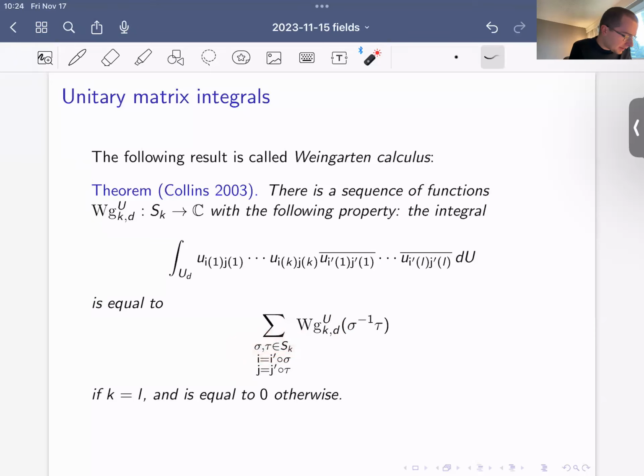And then there are these two compatibility conditions, for each permutation, with the indices of the matrix entries. I'll give an example in a couple slides to illustrate how this sum works. But for now, the point is that these integrals are basically encoded in these functions on the symmetric group.